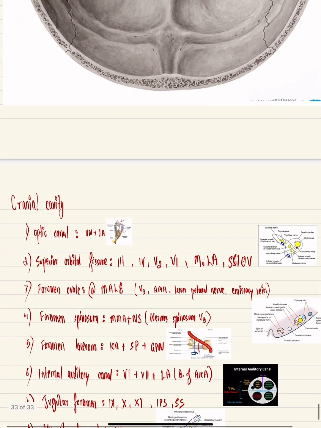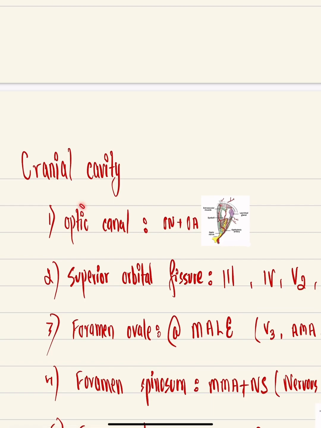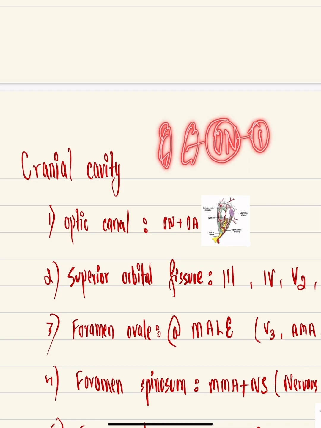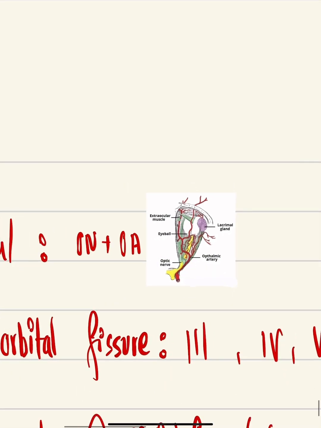So let's go through every foramen in detail. Before the optic canal there was the cribriform plate, which harbors the olfactory nerve, number one. Second is the optic canal. Its content is the optic nerve and ophthalmic artery. This is the optic canal.